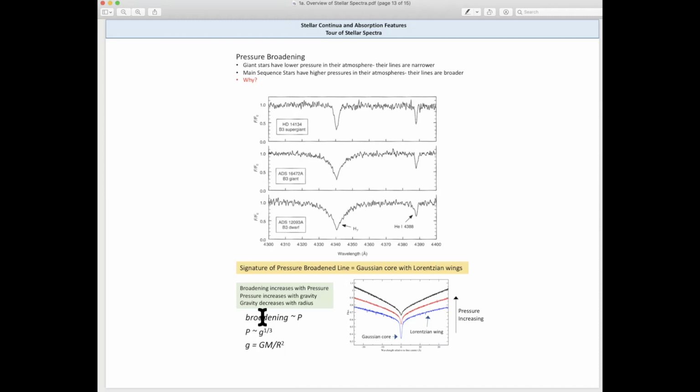And so they call this pressure broadening. And there's multiple kinds of it. You'll hear about it later. There's called linear Stark, quadratic Stark, van der Waals, and resonant. They're all 4 different forms of pressure broadening we'll talk about. So I just wanted to bring those up.